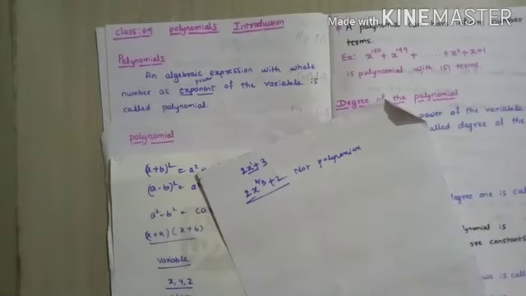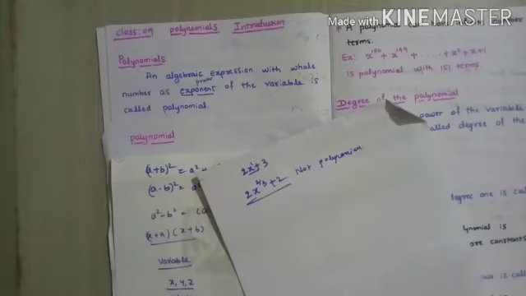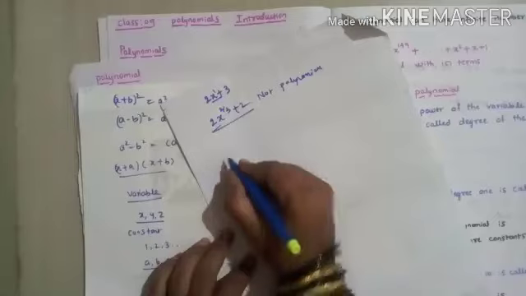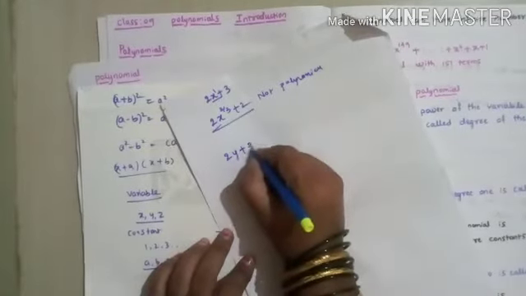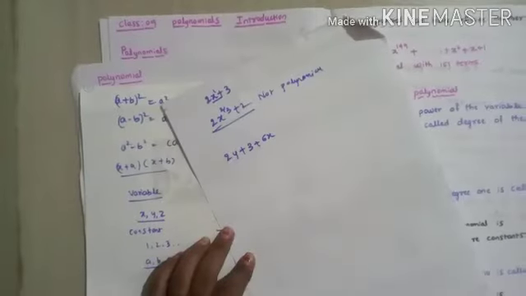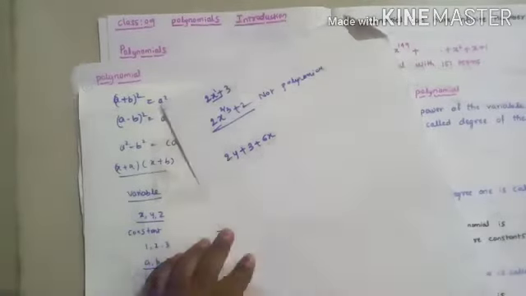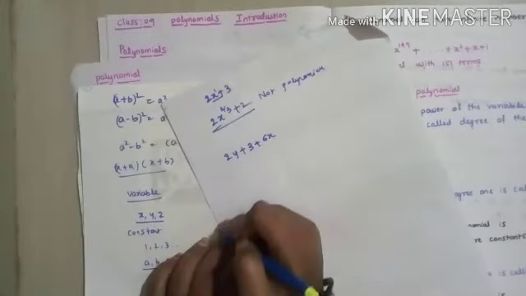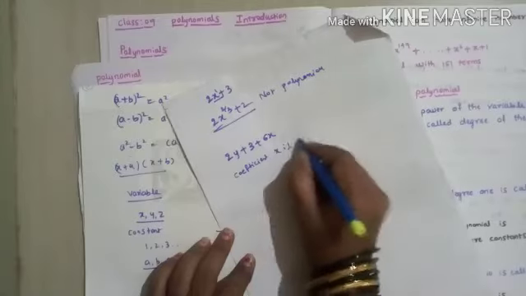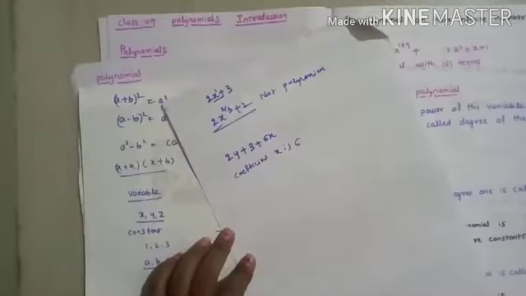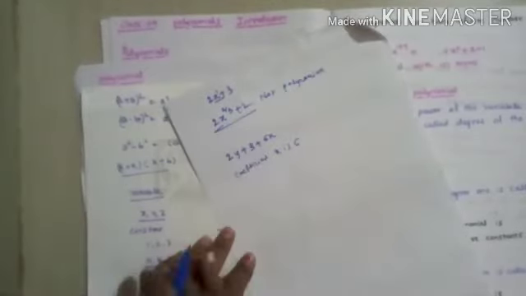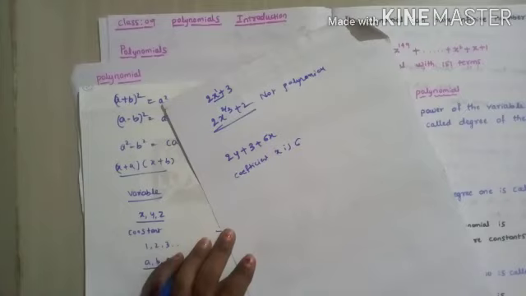I will show you some more examples which are polynomials and which are not polynomials. 2y plus 3 plus 6x. This is a polynomial. Here how many variables are there? 2 variables are there. What is the coefficient of x here? The coefficient of x is 6 here. What is the coefficient of y? 2. Before the variable, what is there? Just you have to see.